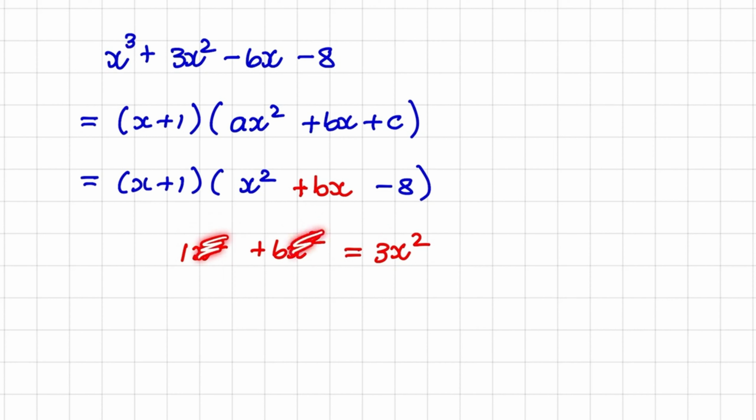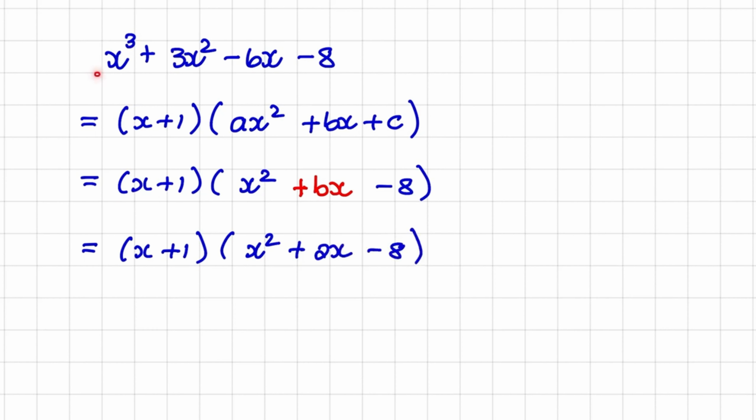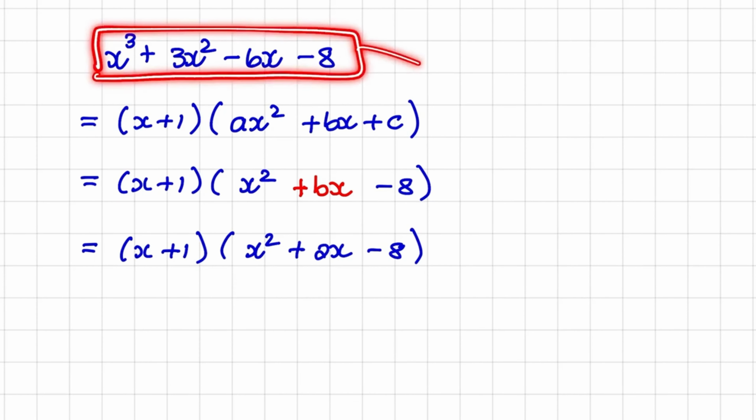Now I can drop the x squared everywhere. So I have 1 plus b is equal to 3. Therefore b is equal to 2. So therefore these brackets would be x plus 1 times x squared plus 2x minus 8. Now I have factorized this cubic expression.